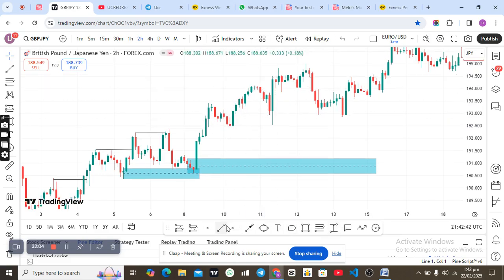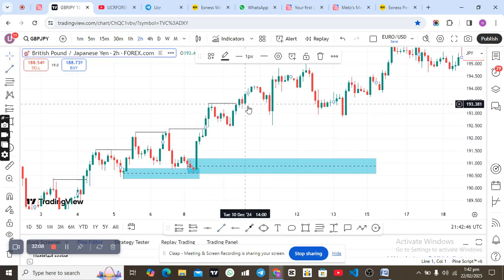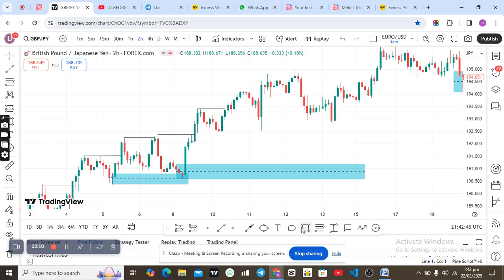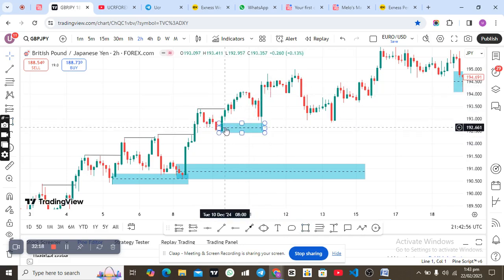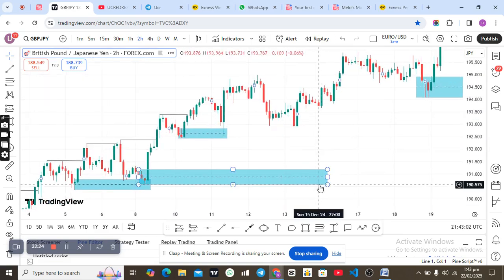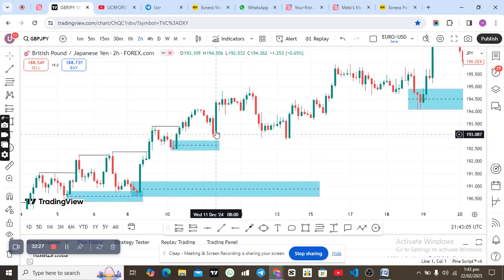The next thing, again, we have a BOS. After that BOS, we now have a new point of interest here as well. And we could see how price tapped into that zone and bought to the upside. But don't forget that this is just like a support turned resistance. And we still have a zone here, and we can see how massively price pushed to the upside. I'm just showing you how to mark out a POI.